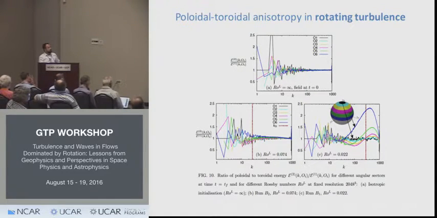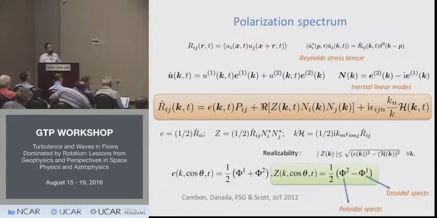If we have a flow with intermediate Rossby number, we begin to see a separation between poloidal and toroidal energies. And then if we have very strong rotation, very small Rossby number, then we have a crisis, which means that we have a dominance of the poloidal energy in the equatorial plane. The equatorial plane is the most important because it carries the most energy in the rotating flow. But then we see that we can separate this kind of flow from this kind of flow by looking at the poloidal and toroidal contributions.